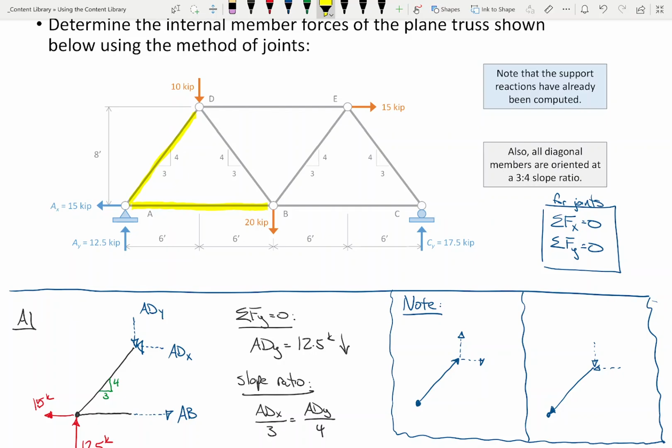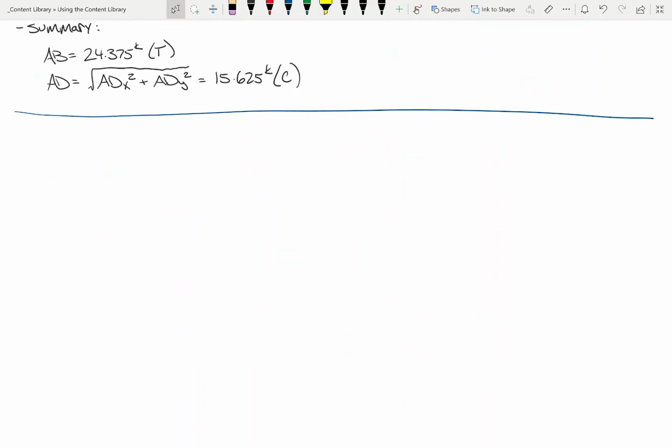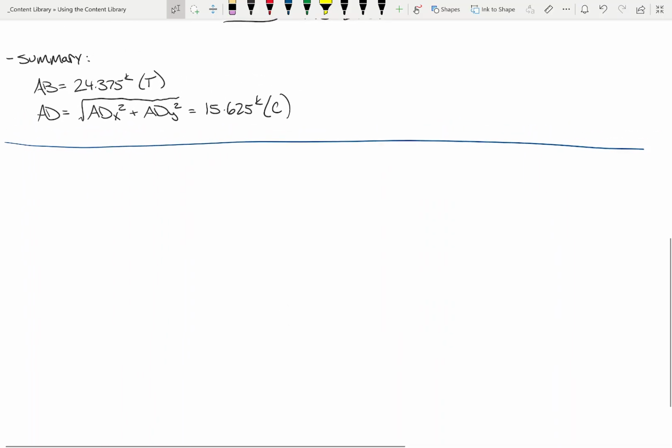Now, I am going to choose to do joint D from a purely educational reason, because I want to make sure that when we're doing joint D that we're able to track our data appropriately. Okay? And you'll understand what that means here in a second.